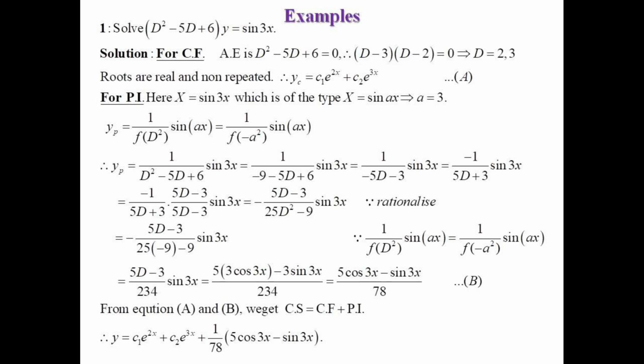So we can split the middle term minus 5d as minus 2d and minus 3d. So we get the roots as 2 and 3. These roots 2 and 3 are real and non-repeated. So according to the standard formula for finding the complementary function, here the complementary function is c1 e raised to 2x plus c2 e raised to 3x. This is the first solution, which is called the complementary function of the linear equation. Let's denote this by A.